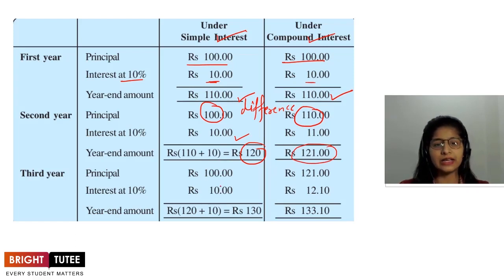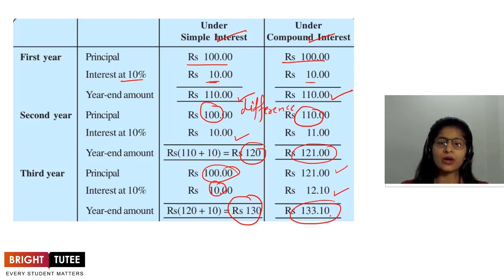Now in the third year, the interest will remain the same, the principal will remain the same, so 120 we have to pay at the end of the second year, and 10 rupees will be added in the next year. So at the end of the third year we have to pay a total of 130 rupees, but here the 121 will become the principal, and then 10% of 121 is 12.1. When we add them, we get this amount. So at the end of the third year, if the interest is compounded annually, we have to pay 133.10.